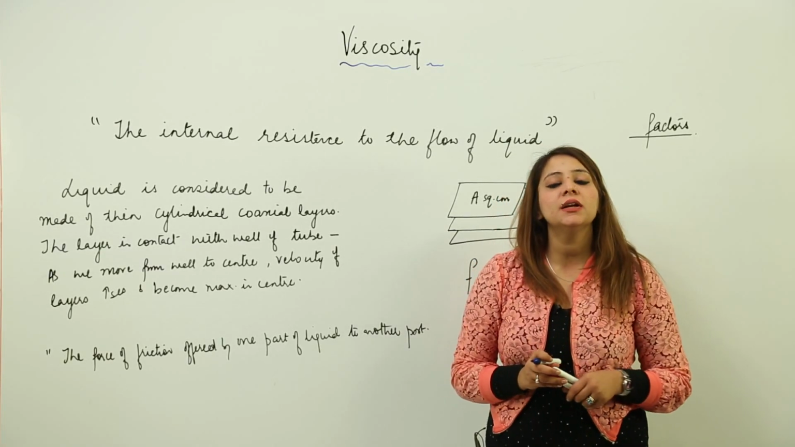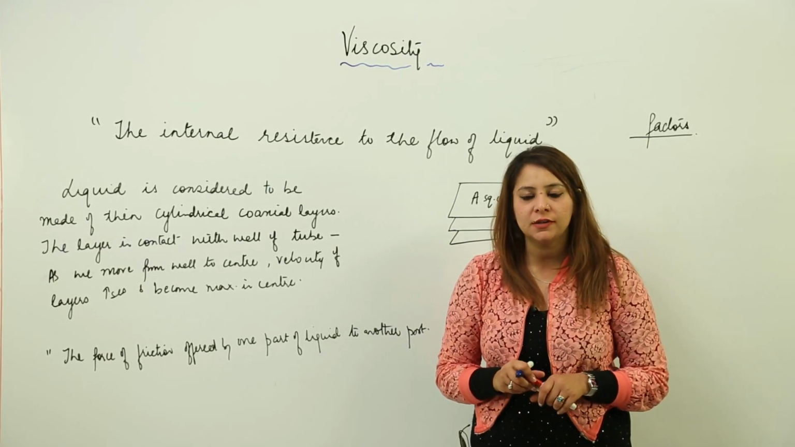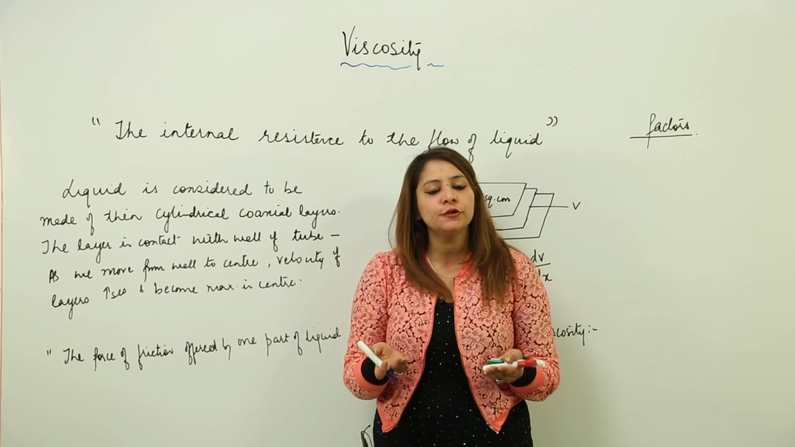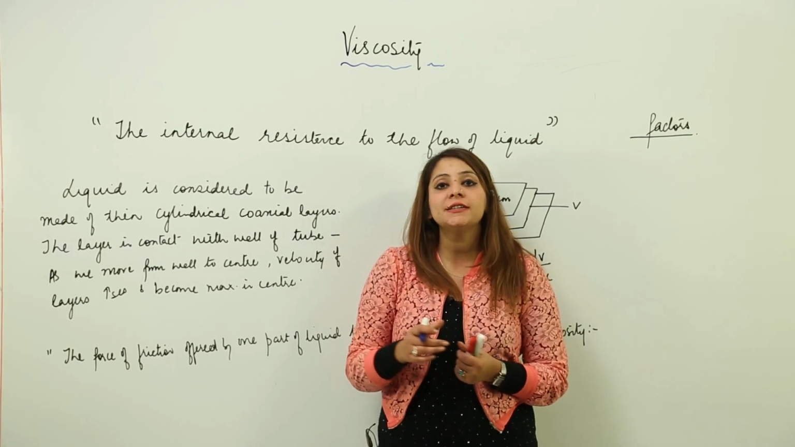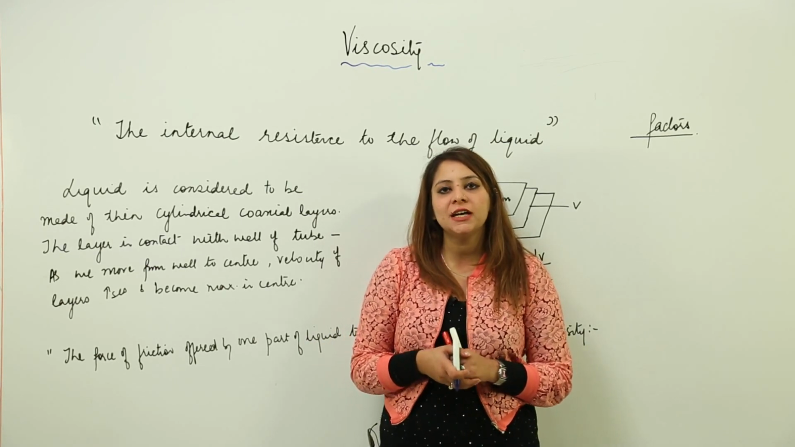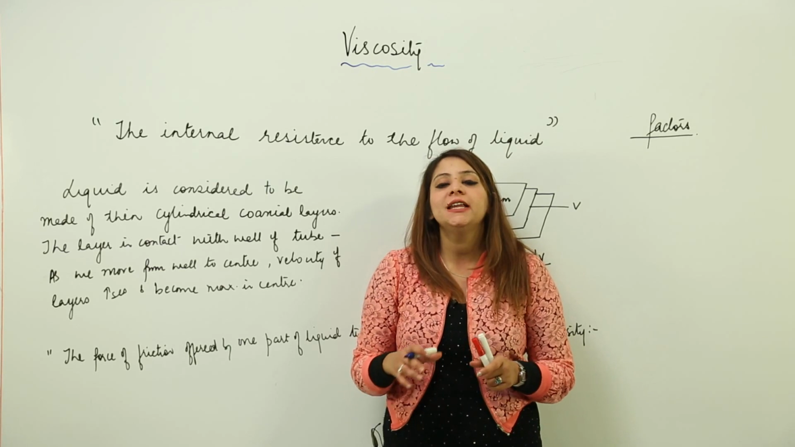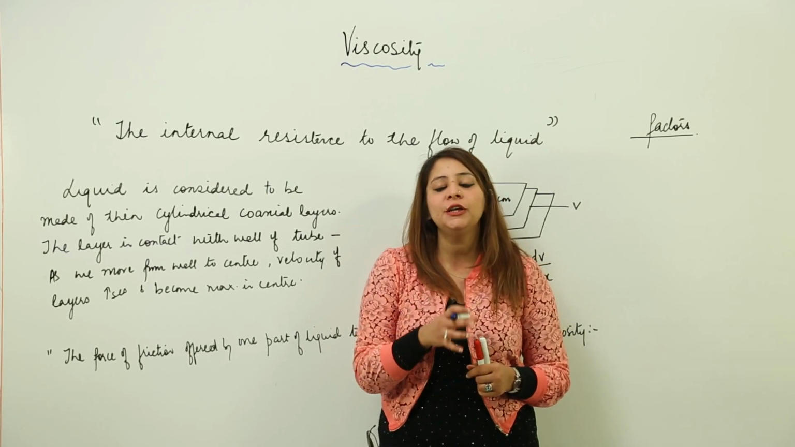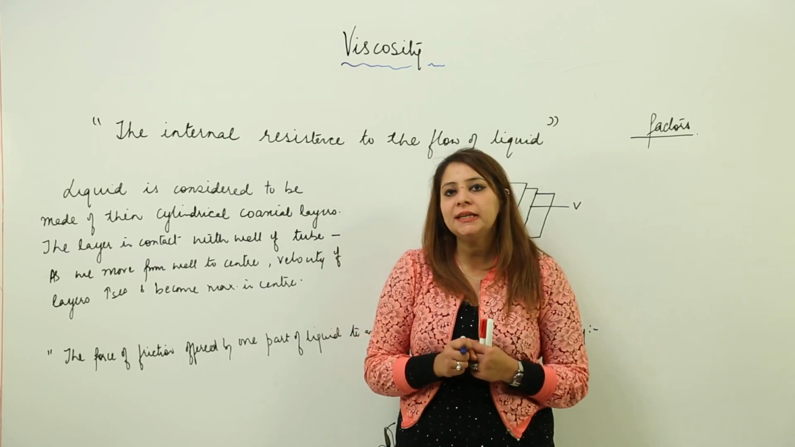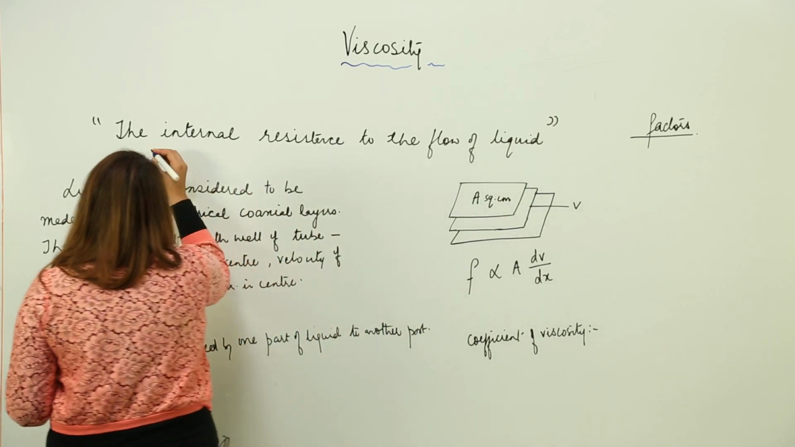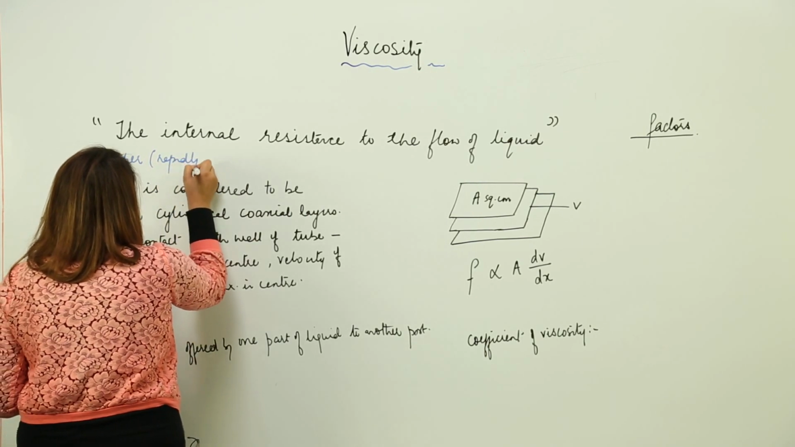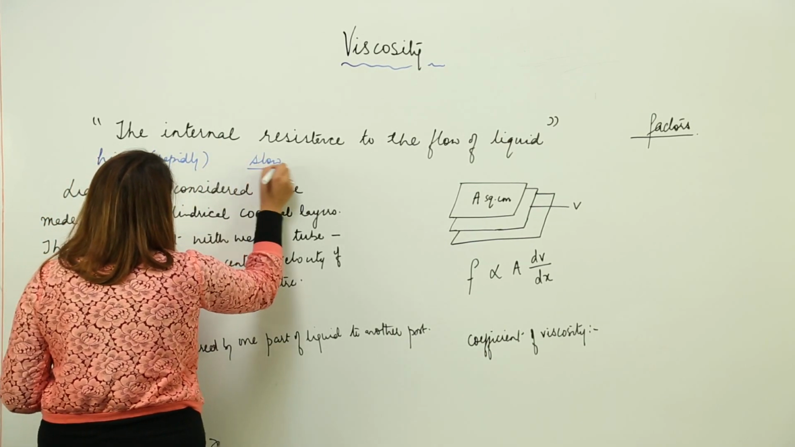Now we are going to start with another property of liquids, that is viscosity. As we know, liquids also fall in the category of fluids. That means they have a tendency to flow. But what we observe in case of liquids is that there are certain liquids which readily flow, and there are certain liquids which flow, but the speed with which they flow is very less. So some liquids flow rapidly, and there are certain liquids that flow very slowly.